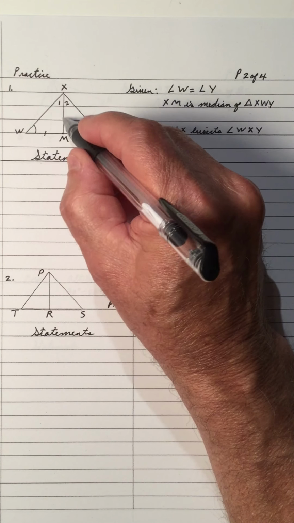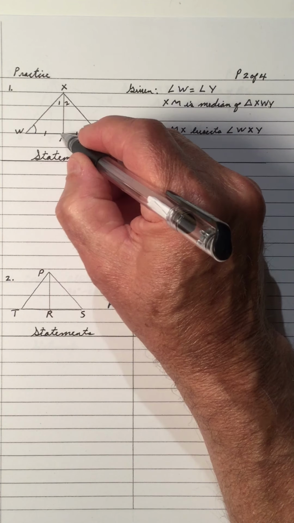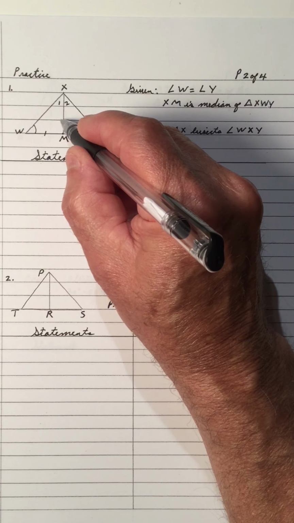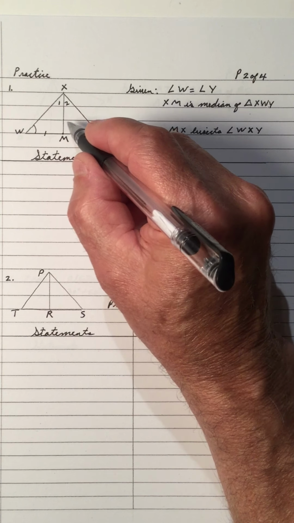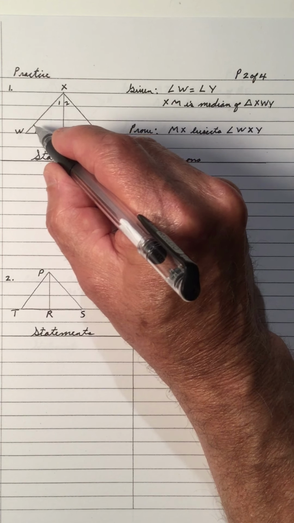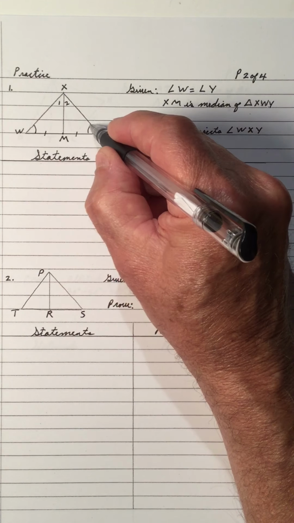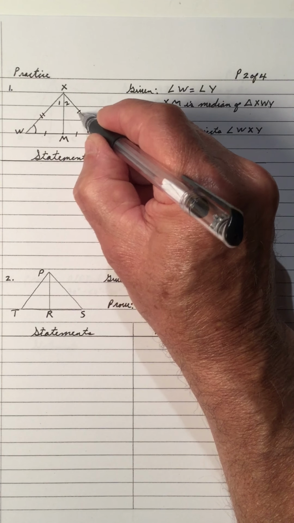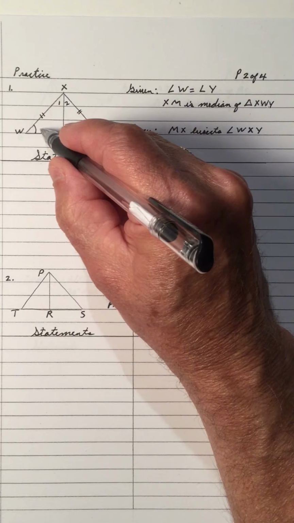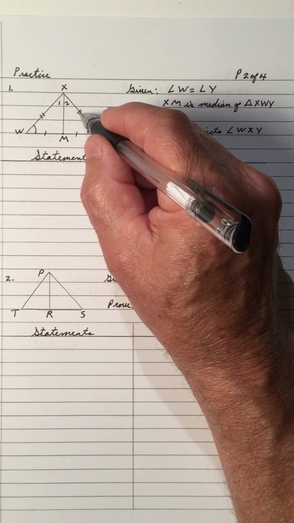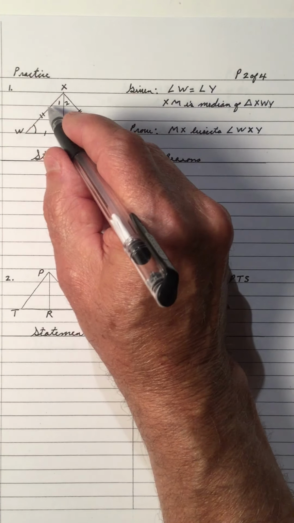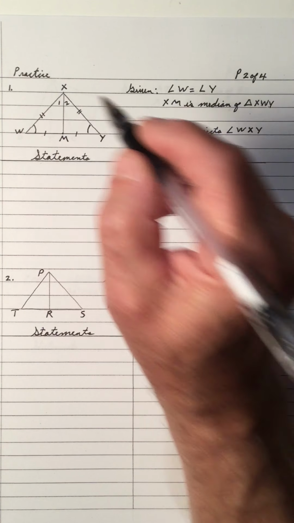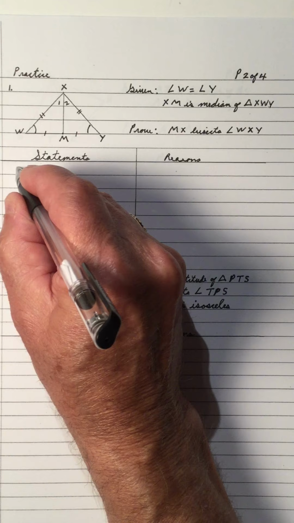So if I mark XM equal to XM, common side, I'll have an ASS, and we cannot prove triangles congruent by ASS. So I notice that these two angles are equal. That means that these two sides are equal, because if two angles of a triangle are equal, then the sides opposite them are equal. So now I have the triangles congruent by SAS, and I have these two angles equal. So now I have a plan for my proof.